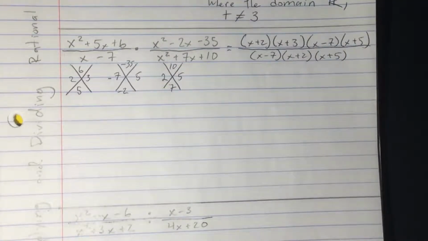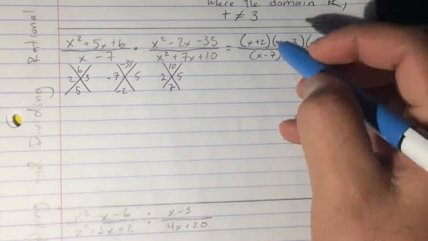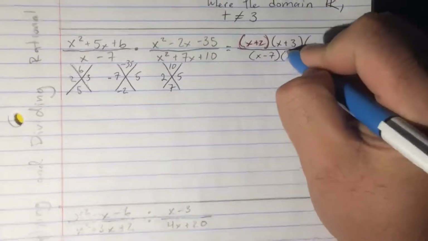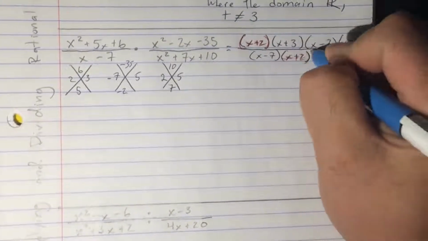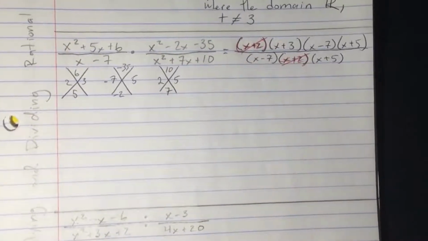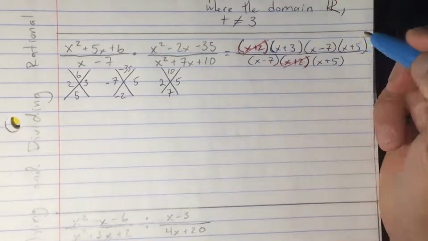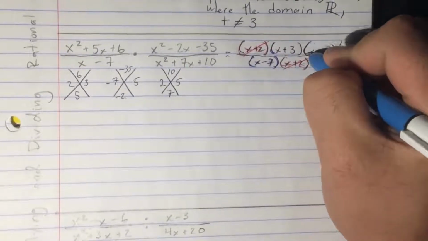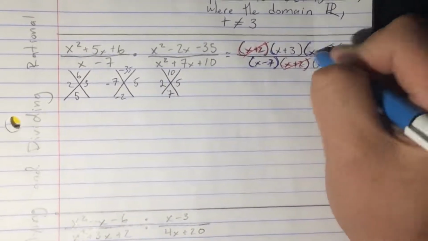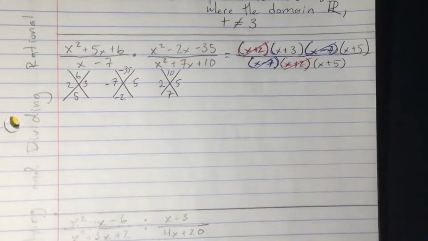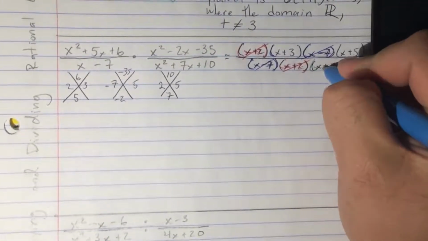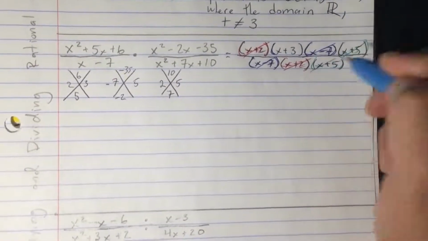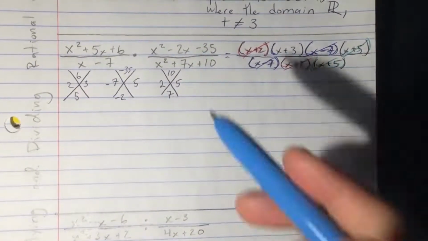We're going to simplify. So if we look, we have our x plus 2 here and an x plus 2 here. These reduce out. Now, we have an x minus 7 here and an x minus 7 here. This also reduces out, or divides to 1. And last but not least, we have our x plus 5 here and our x plus 5 here. These also reduce out. So this leaves us with our simplified form.